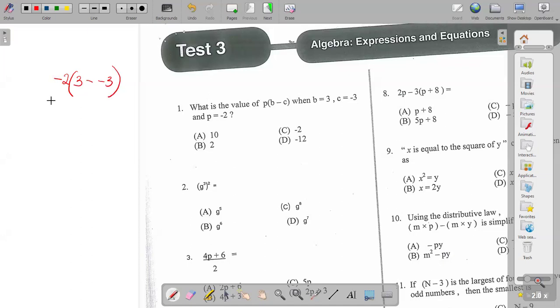So we do the brackets first. So we got negative 2. This is going to become a plus. So that's 3 plus 3, which is 6. Negative and a positive is a negative. So we end up with negative 12. So the answer is D.